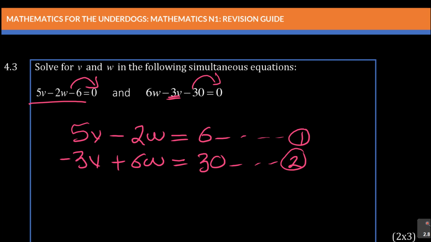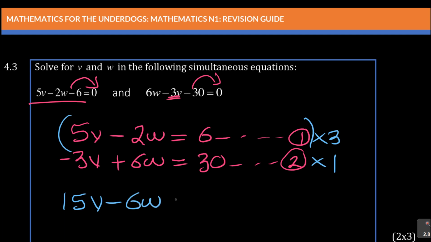From here, you can choose which one you want to eliminate. For example, let's say I want to get rid of w. So I multiply equation 1 by 3, and equation 2 by 1. Why? You'll see now when I multiply equation 1 by 3. Remember, everything is being multiplied by 3. So it becomes what? 3 times 5, it's 15v. 3 times negative 2, minus 6w, equal to 3 times 6 is 18.